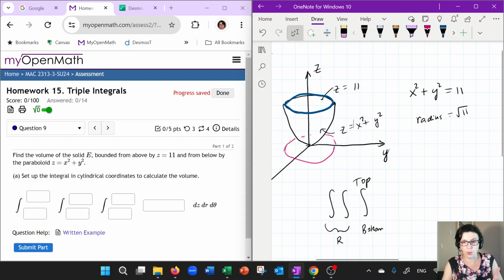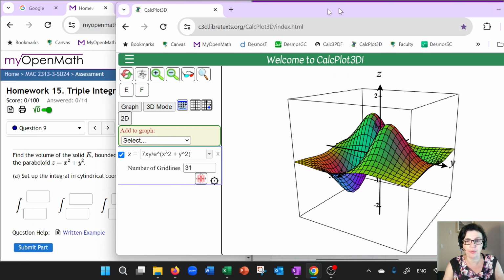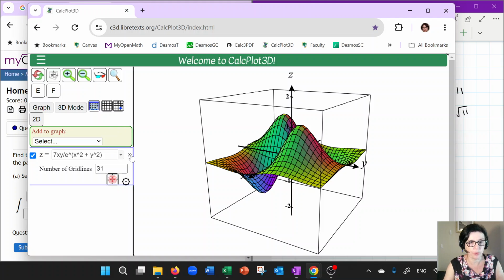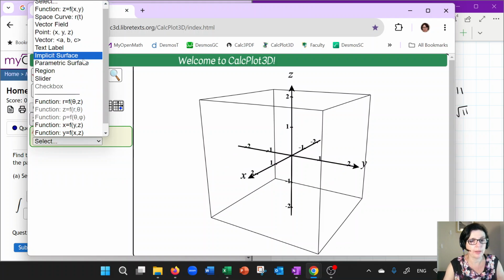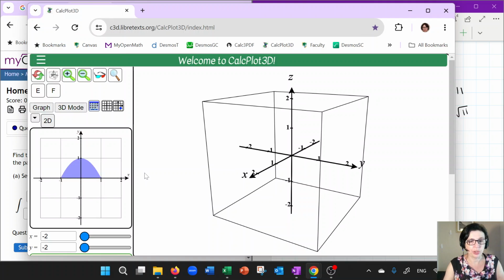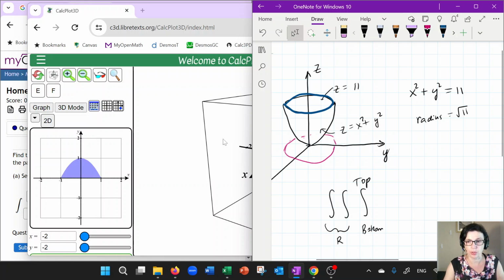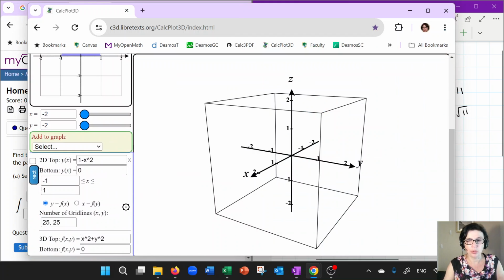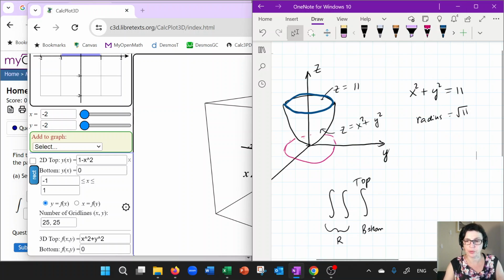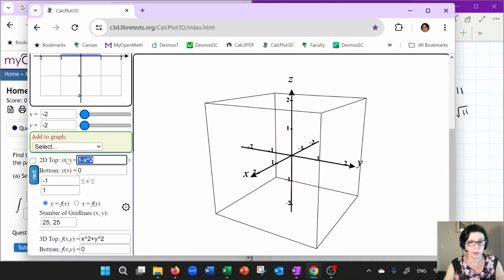Now, to show you what exactly the solid is going to look like, let's see if we can practice that in CalcPlot3D. So I am going to get rid of this and let me add a region. This region is going to be, I want to draw the circle, x squared plus y squared equals 11. That's going to be my 2D region. Now, in order to do that, I have to have the top curve and bottom curve. So when you solve this equation for y, this will become y squared equals 11 minus x squared. But then if you want to solve it for y itself, that's going to be plus minus square root of 11 minus x squared. The positive square root will be the top part of the circle, and the negative square root will be the bottom.